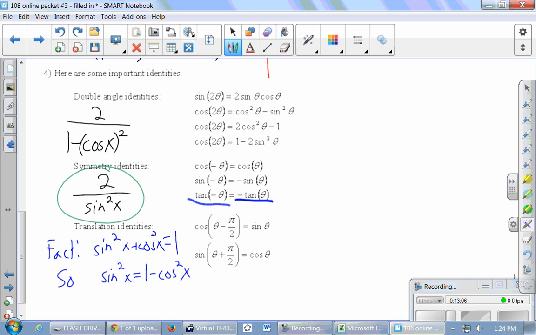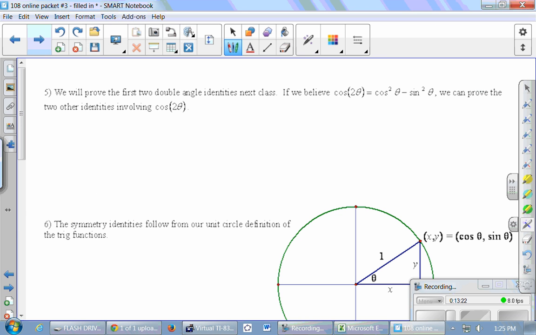It's negative tangent theta. And then the translation identities down here: cosine of theta minus pi over 2 is really the same as sine theta. And then sine of theta plus pi over 2 is the same as cosine theta. So on the next page, like I said, we'll see proofs of a bunch of these things.